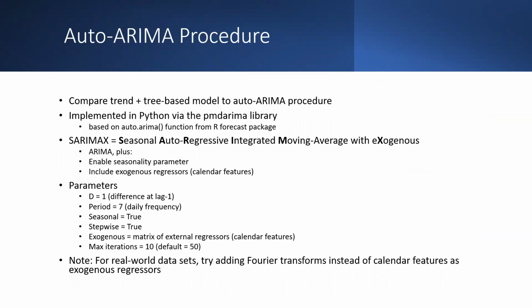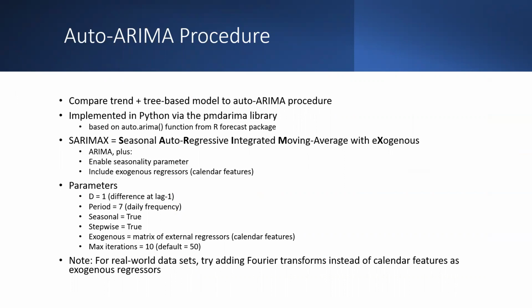So this time around, we're going to use something called SARIMAX, which is ARIMA with the seasonal feature turned on. So that's where the S comes from. And then the X at the end is for exogenous regressors, or basically external regressors. We're going to use the calendar features for these.